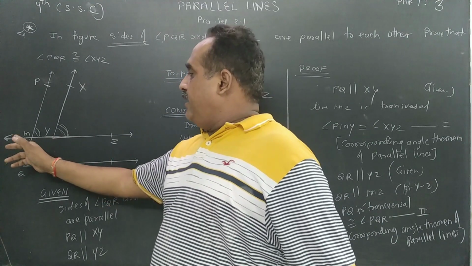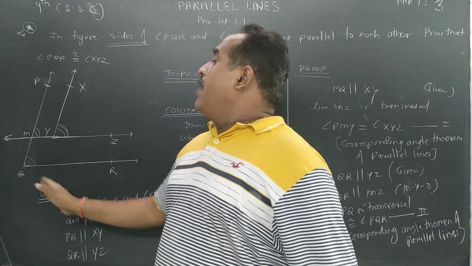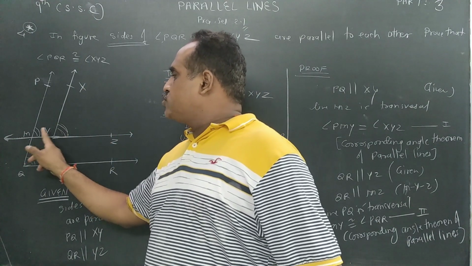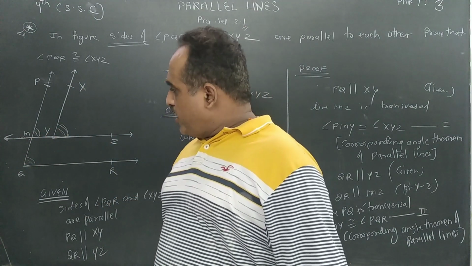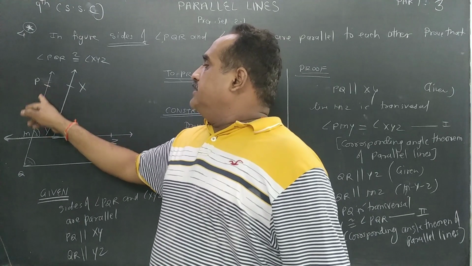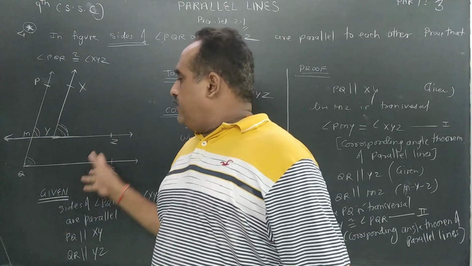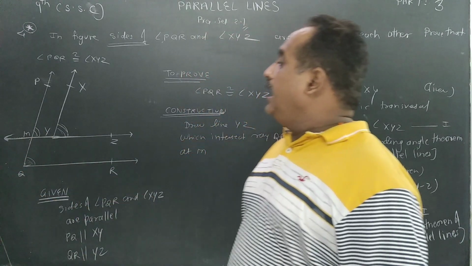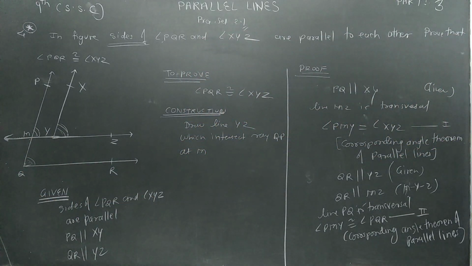I drew a line which is intersecting QR at this point. But what they have given is PQ is parallel to XY. Now this is a transversal, with these two angles congruent by corresponding angle test. Now these two are congruent again because these two lines are parallel. This is a transversal, so these two angles will be congruent by what? Corresponding angle theorem of parallel lines.